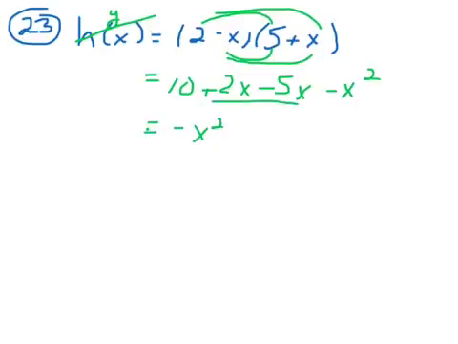For the x term, let me go ahead and add those two together. 2x minus 5x is negative 3x. And then I have plus 10.